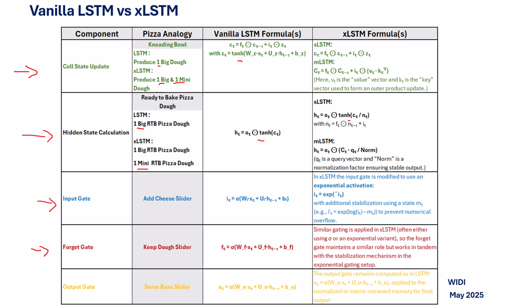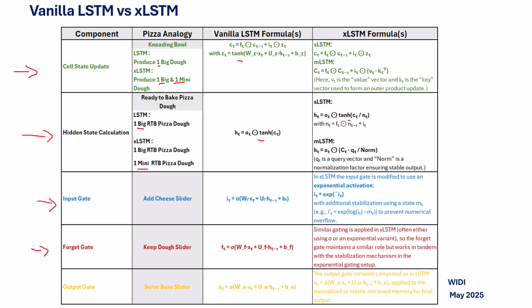But sometimes you can also use an exponential variant, depending on how you want to use it. So the forget gate maintains a similar role but works in tandem with the stabilization mechanism in the exponential gating setup.